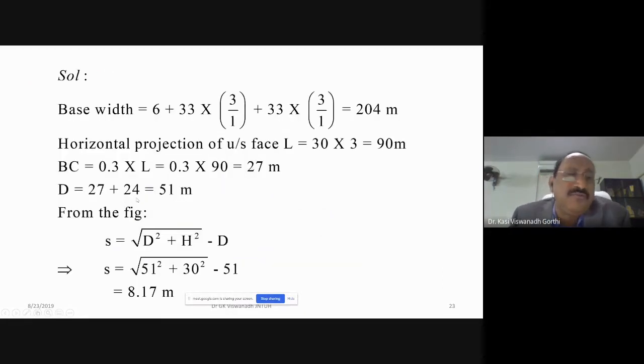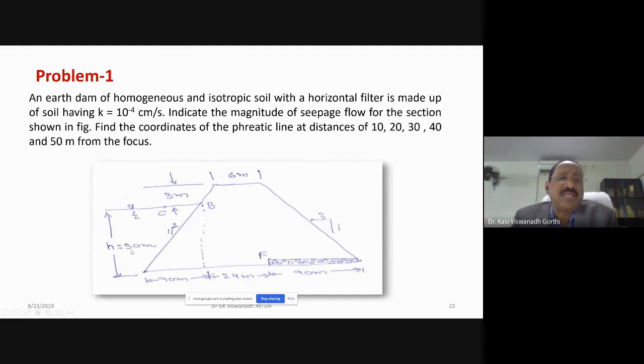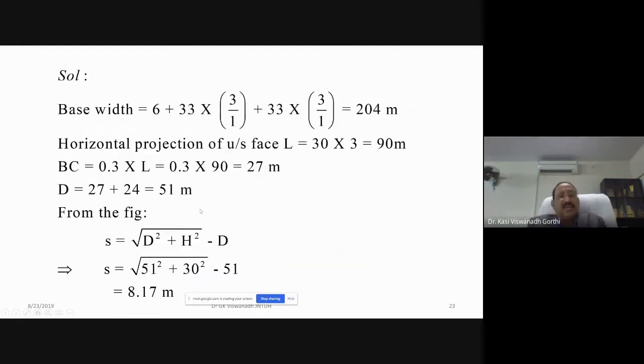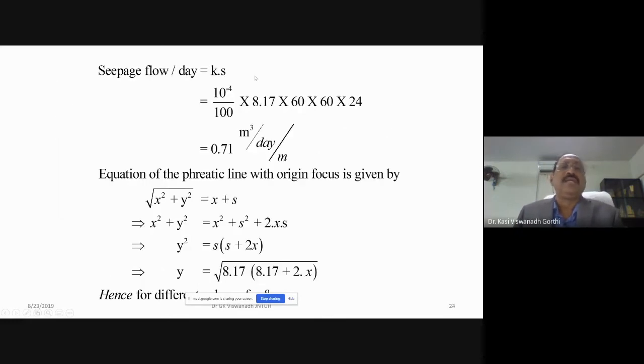Once you get the value of D, what is H in the figure? This H is 30 meters. D is 51 meters. Accordingly, S will be equal to square root of D square plus H square minus D. Substituting these values, you get the value of S as 8.17. What is the rate of seepage? Q is equal to K into S. So the seepage flow per day will be equal to K into S.